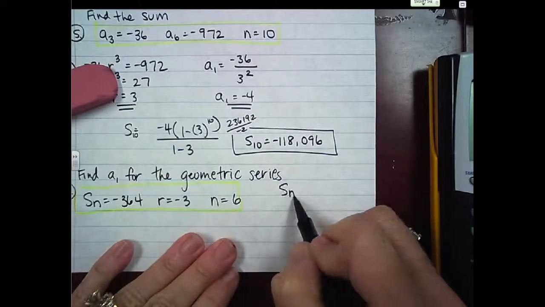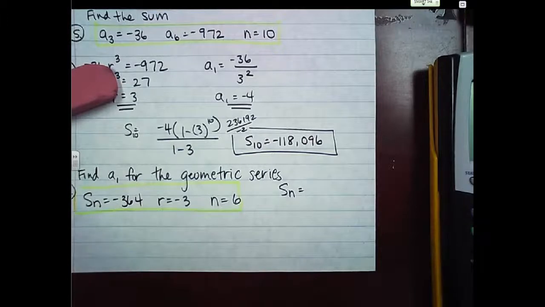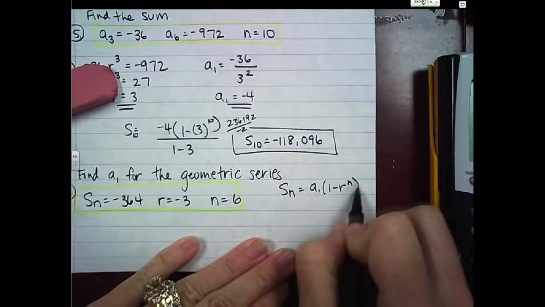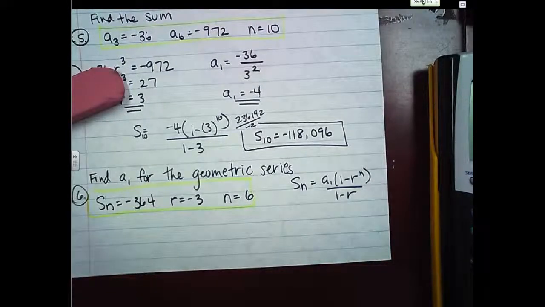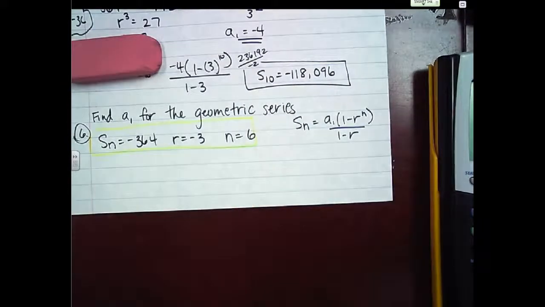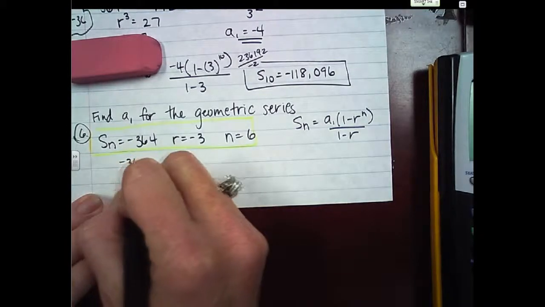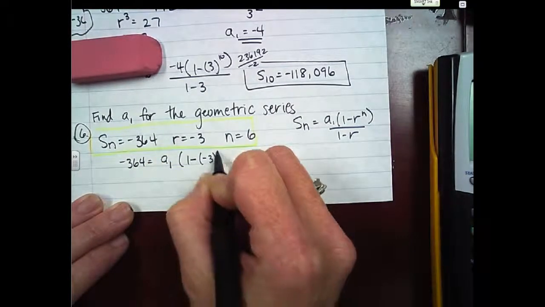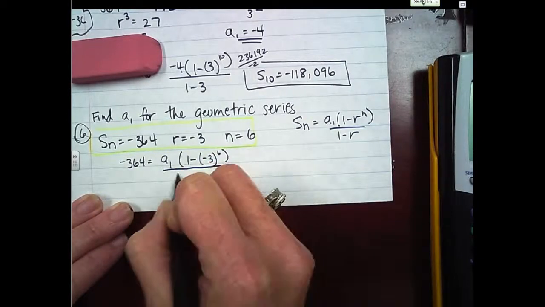Keep in mind the formula for the sum. I'm asking for the first term here. I have R, I have N, and I have the sum, right? So all you have to do is plug it in and solve for A1. It's very easy. So negative 364 equals A1 times 1 minus negative 3 to the 6th power, divided by 1 minus negative 3.